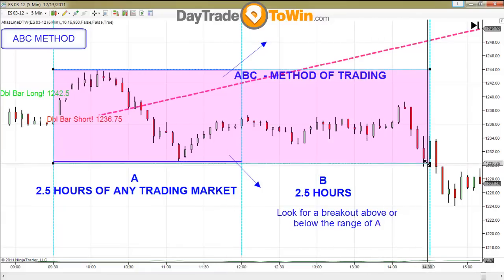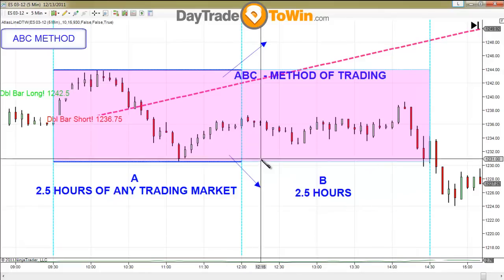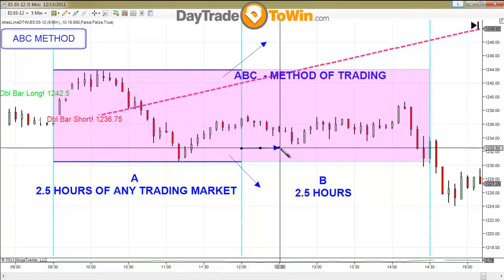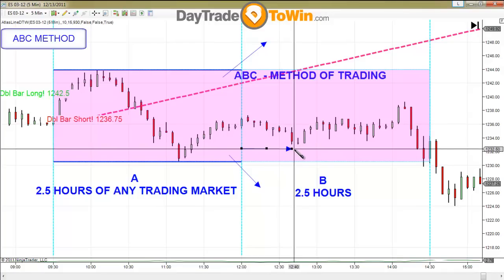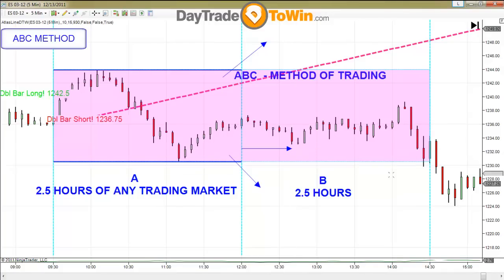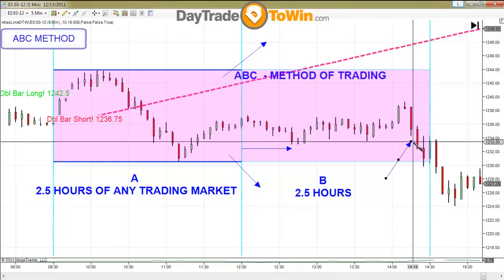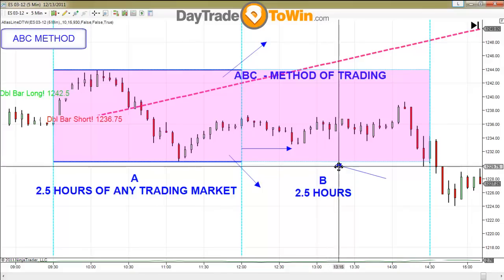Now, nothing happened, as you can see today, and the best trades that occur are when they occur right away, typically within the first hour of B plotting. And so I'm not looking for something to happen here towards the end. I'm really looking for it to happen as early on as possible.